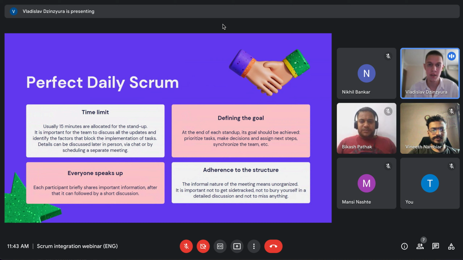And the main and the important rule is the adherence to the structure. So, for example, if we join our daily scrum and start talking about weather, nature, and like the sun shines bright and so on, it means that our meeting is unorganized. So it's really important not to get sidetracked, not to bury yourself in a detailed discussion, and it's important not to miss anything.